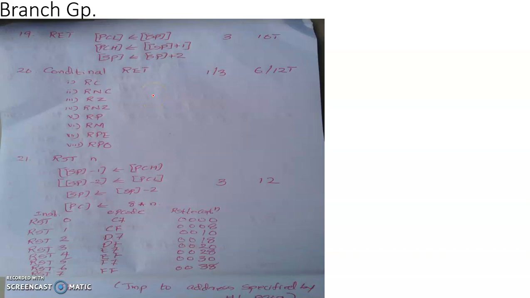Here we continue with the branch group of instructions. We have already seen unconditional jump, the various conditional jumps, unconditional call, and the various conditional calls. Now here comes the return instruction.